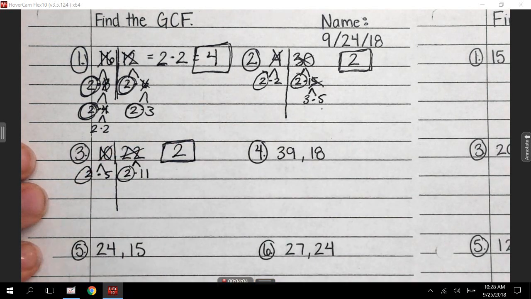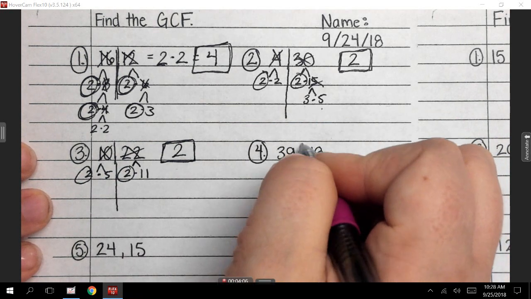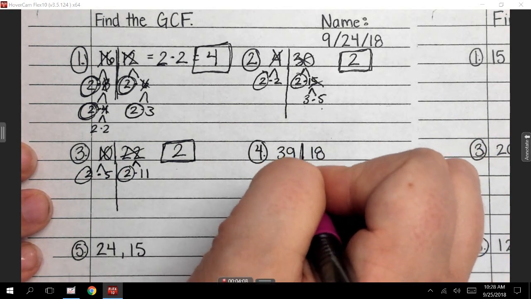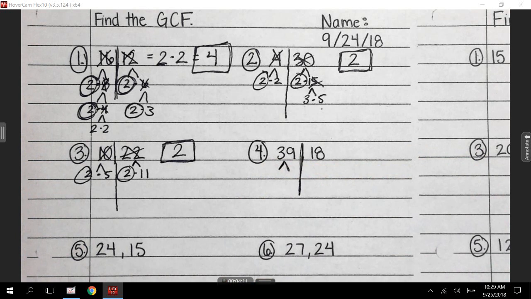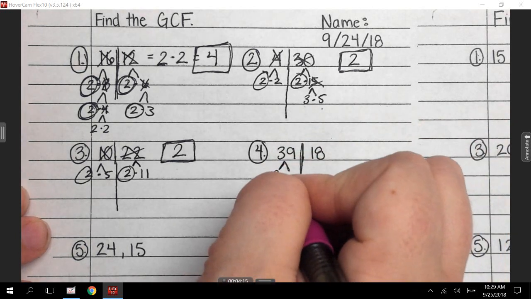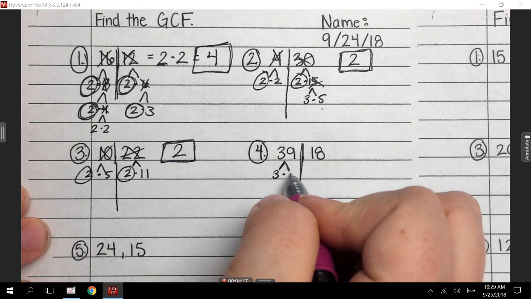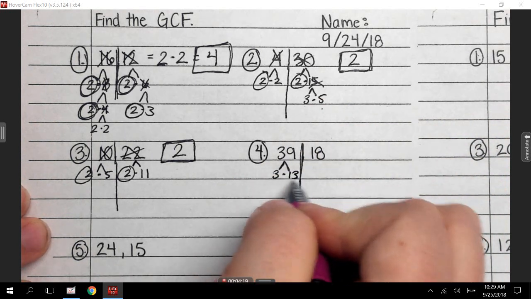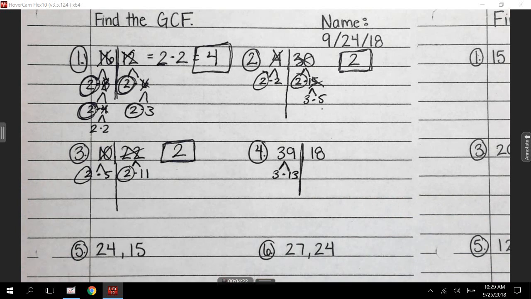If we've missed something, make sure we're fixing it. All right, number 4. Number 4 was a little bit challenging because of that number 39. Some people were like, 39's prime, but it's not. We can use 3. 3 will go into 3 once, and 3 will go into 9 3 times. So 3 times 13 is 39.